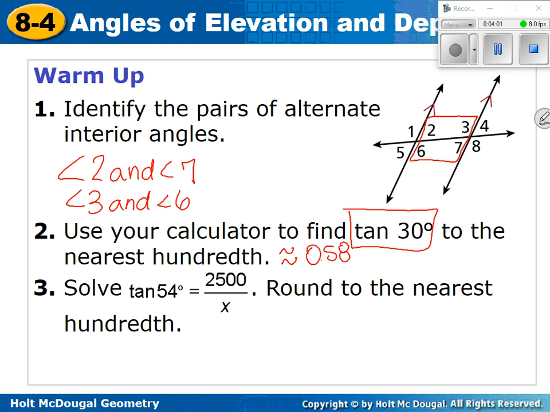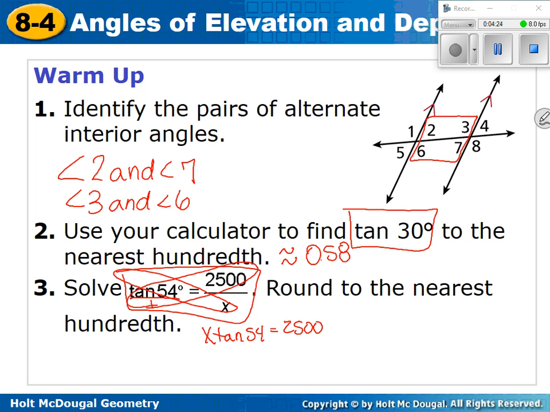All right, if we want to solve for the tangent of 54 equals 2500 over x, what do we do? Okay, put tangent 54 over 1, make a proportion, and then cross multiply. So we have x times the tangent of 54 equals what? 2500. What do we do then to solve for x? Okay, and you can divide by trig functions as long as there's an angle with it. So tangent of 54 is what we divide by. The tangents cancel, and we typed this into our calculator, and we rounded to the nearest hundredth. And what did you get?